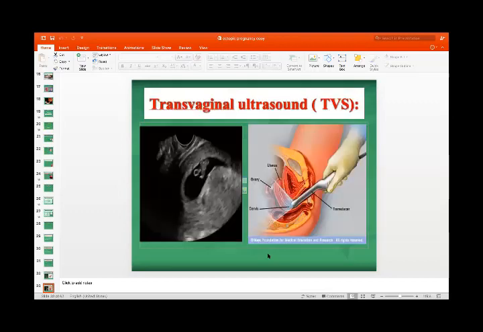This is TVS. TVS is transvaginal. This probe is elongated and it has better resolution than a transabdominal scan because of its close proximity to the uterine cavity. So we can see intrauterine pregnancy earlier than on a transabdominal scan if we do a transvaginal scan. As you can see over here, this is the uterine cavity and this is the yolk sac.